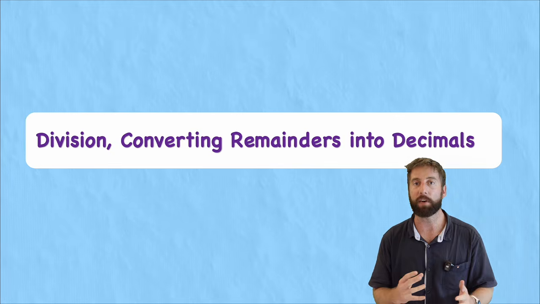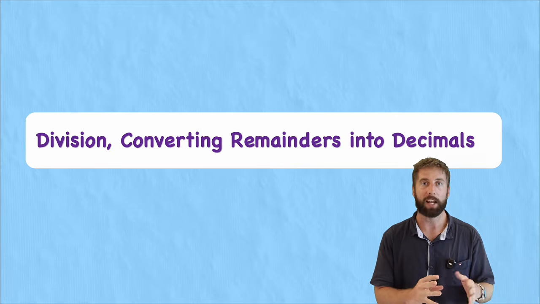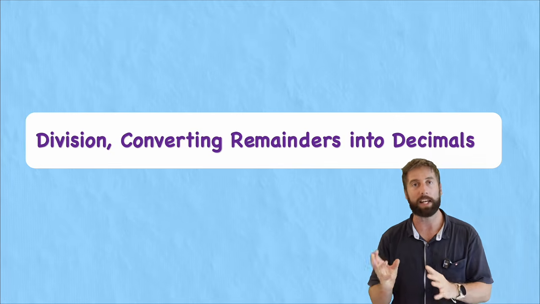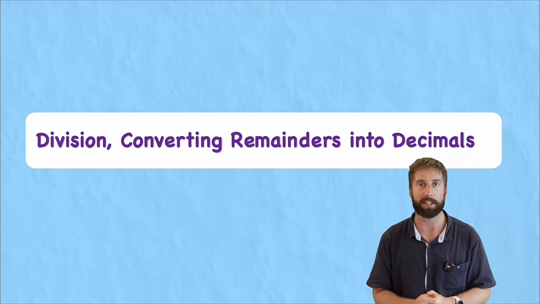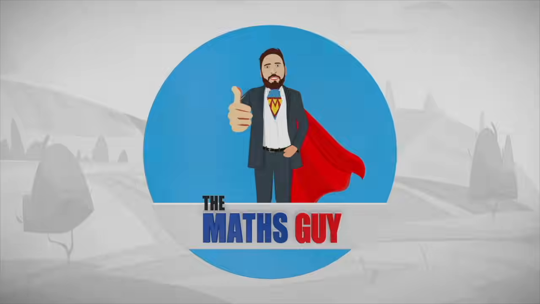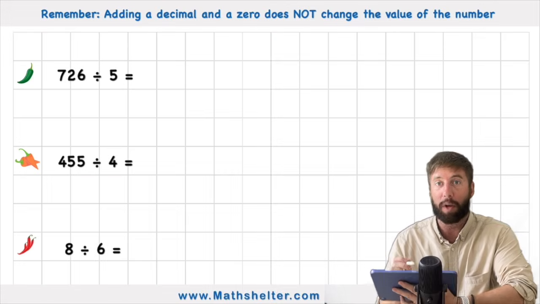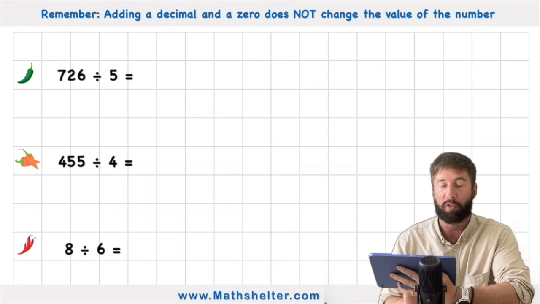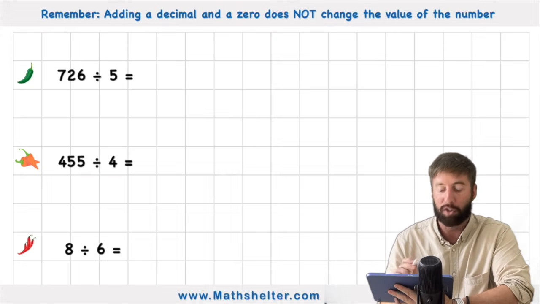Okay, now I want to have a look at a very important skill when we're looking at division. Let's look at how we can convert a remainder into a decimal. This is very important for year 7. Okay, so we have these 3 questions. We have this green chili, the orange chili, and the red chili challenge. And we have something to remember.